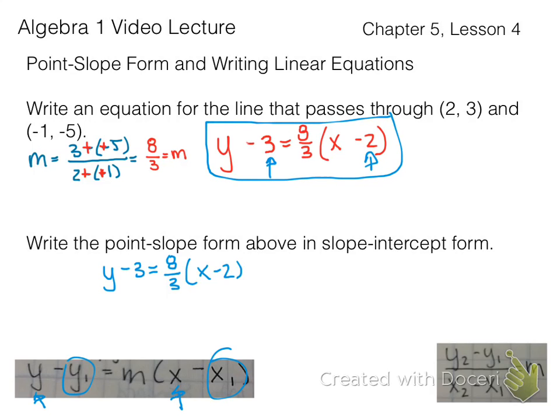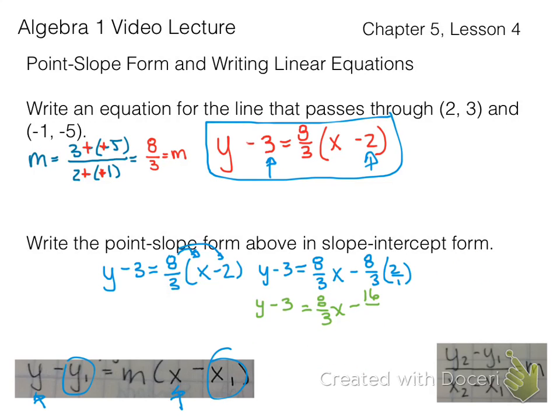So now let's go ahead and put this point-slope form into slope-intercept form. So how are we going to do that? Well, we're going to distribute the 8 over 3, the slope, and we're going to get y minus 3 is equal to 8 over 3x minus 8 over 3 times 2. Simplify that.